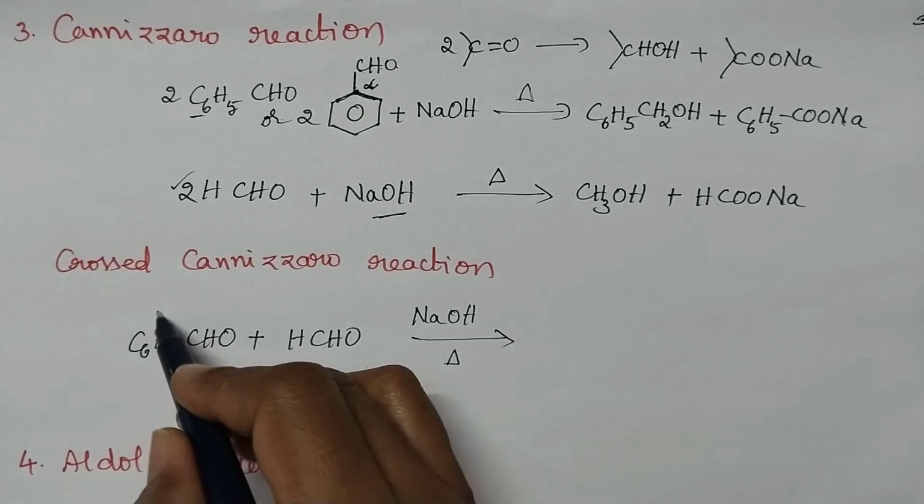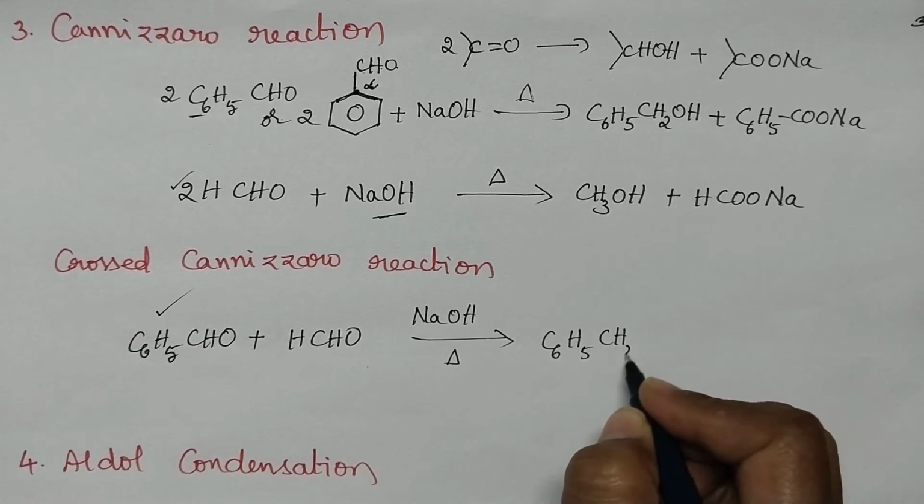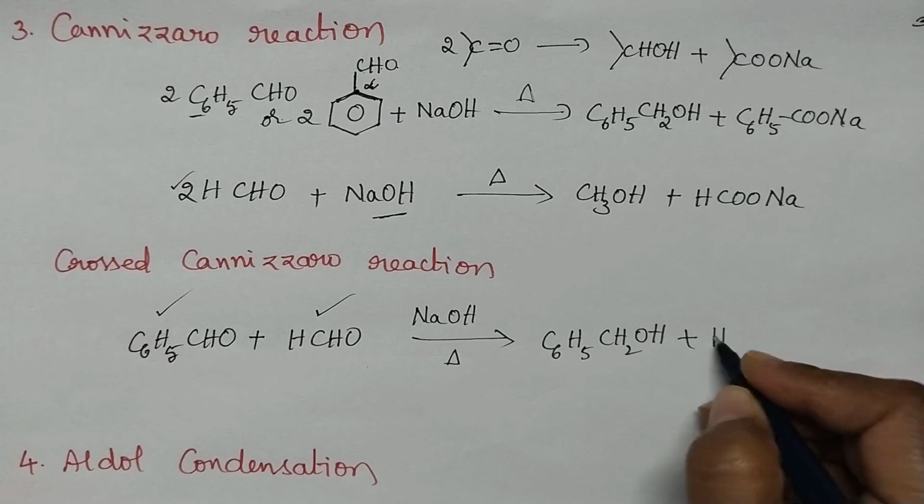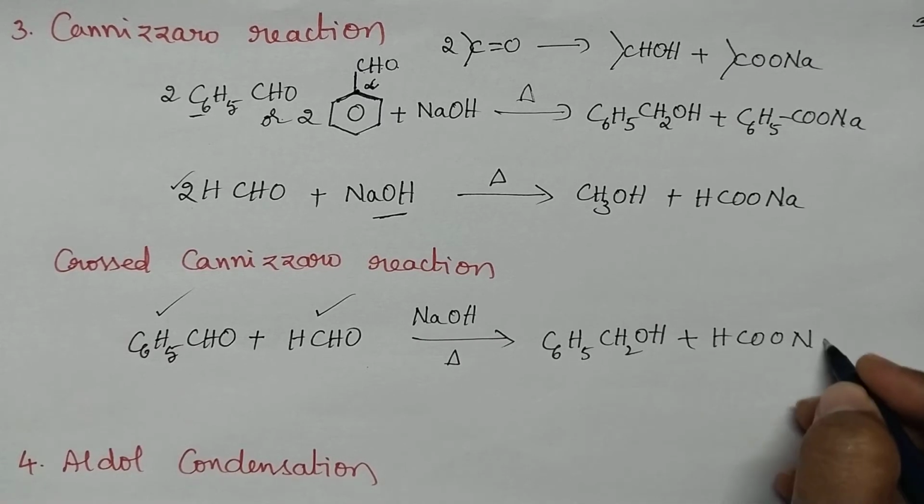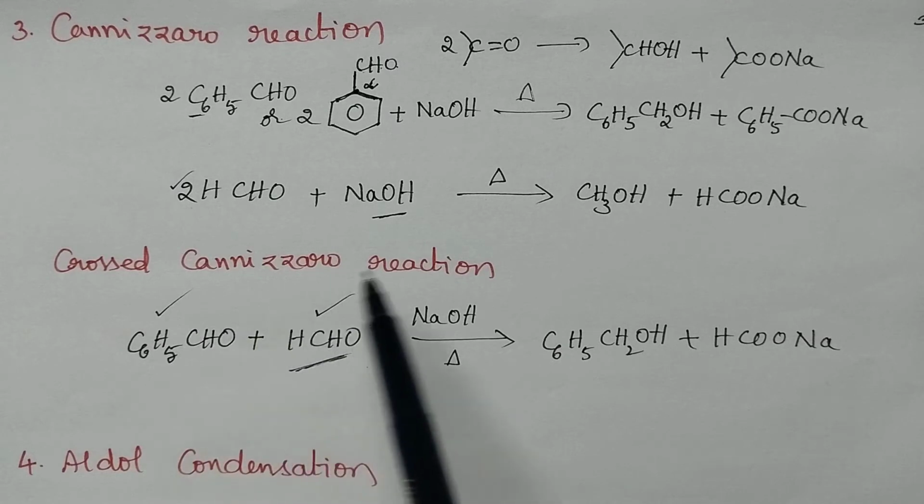Remember, students, always aryl aldehyde undergoes reduction whereas formaldehyde undergoes oxidation. Why? This formaldehyde is having greater probability to be attacked by a nucleophile. Thus, formaldehyde undergoes oxidation whereas benzaldehyde undergoes reduction. Is it clear, students, about the crossed Cannizzaro reaction?